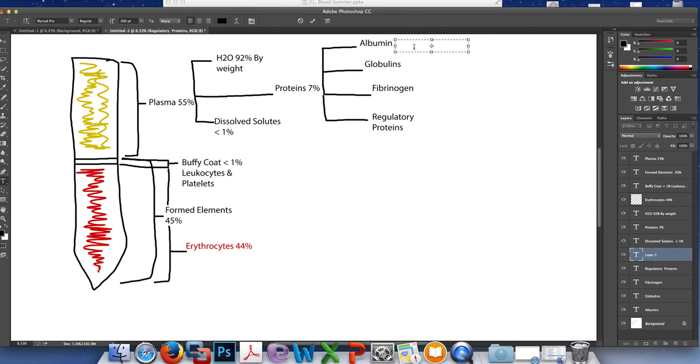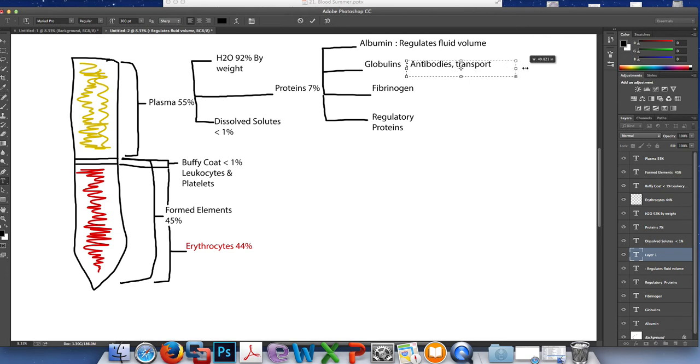Albumin regulates water or fluid volume. Globulins include antibodies and transport lipids. Fibrinogen is used as a clotting protein.